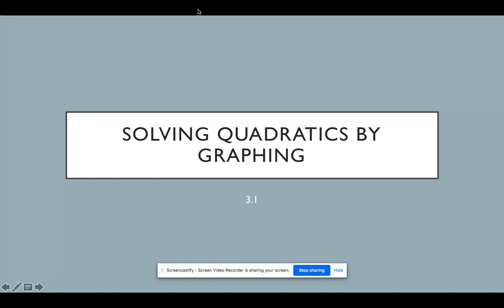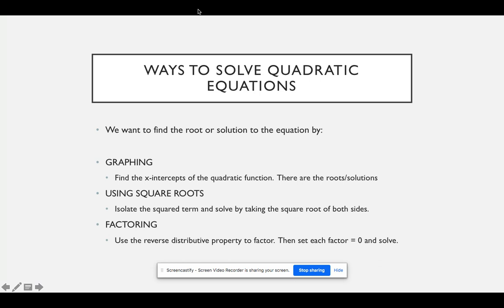In Chapter 3, we're going to learn how to solve quadratic equations. And remember, a quadratic equation is just any equation that has a highest power of x squared. So that's what we were graphing in Chapter 2. One of the ways we can solve a quadratic equation is by graphing, and that's what we're going to focus on today.